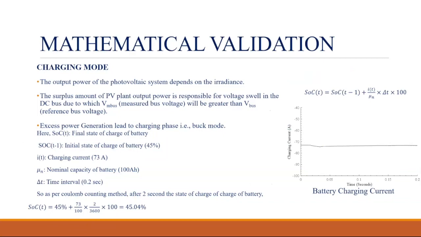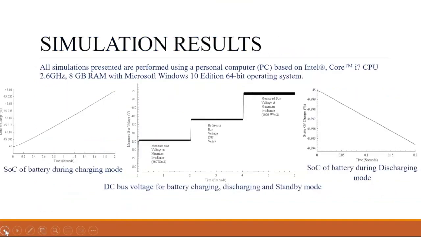Okay, so look here. I put in these values: the charging current is 73 amperes, the initial state of charge of the battery is 45%, the nominal capacity is 100 Ah, and the time I ran the simulation is 0.2 seconds. After putting in all these values, I get this percentage level. If we go back, here you see it's 45.04, right? And here also, it's close to this value. So this shows that the system is able to follow the equations correctly. The graph is depicting it.